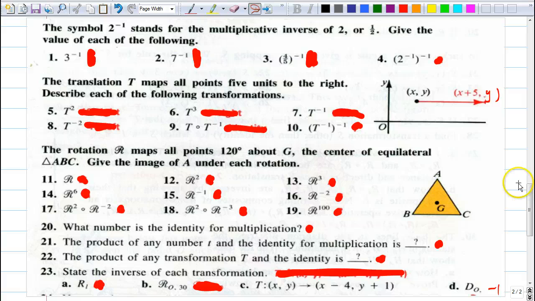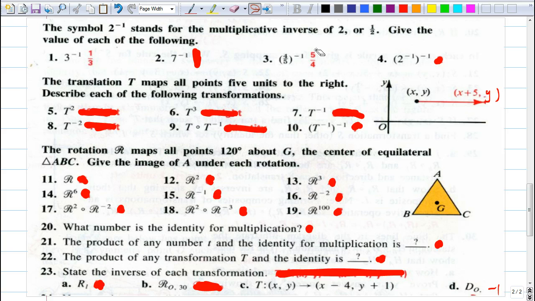Okay, go ahead. So let's look at number one. 3 to the negative 1 power. Is that negative 3? Okay, what is it, class? Good. So remember, that's sort of the inverse of that 3. What about 4 over 5 to the negative 1 power? Yeah, because it's really 1 over 4 over 5, which is 5 over 4.